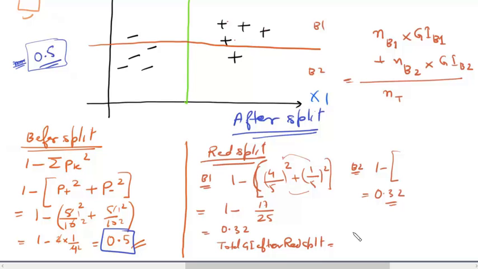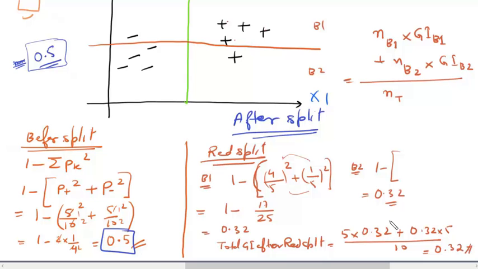What is the number of points in bucket 1? I have 5 points, so 5 times 0.32, and here as well I have 5 points, so again 0.32 times 5, divided by the total 10 points I have. So how much would this give me? 5 plus 5, so it would give me the same answer as both have an equal number of points. So I would get a Gini index of 0.32 after the red split.